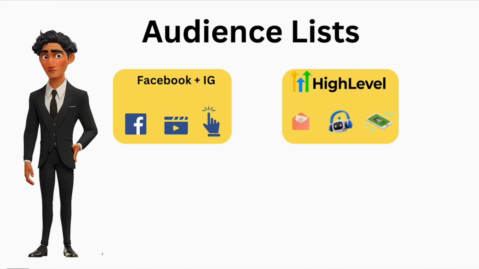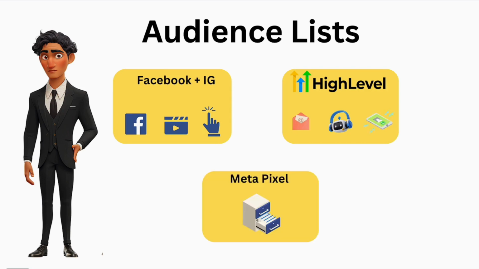Cool. So in order to do that, we have access to lists. We have lists within Facebook and lists within HighLevel. These are independent lists, and there is some bleeding room between where we're able to send information from HighLevel to Facebook using the Meta pixel.